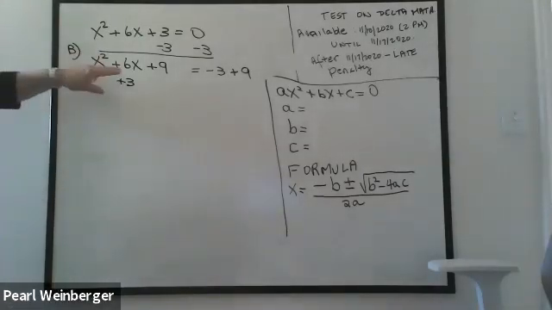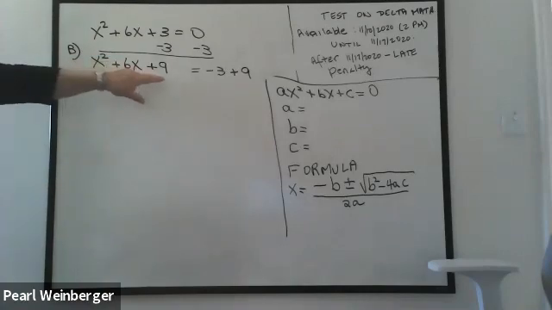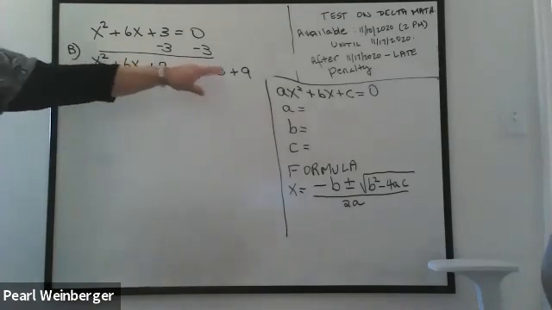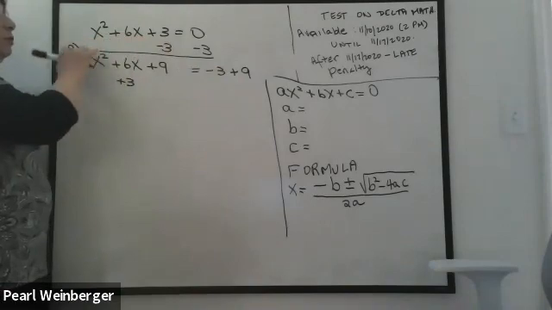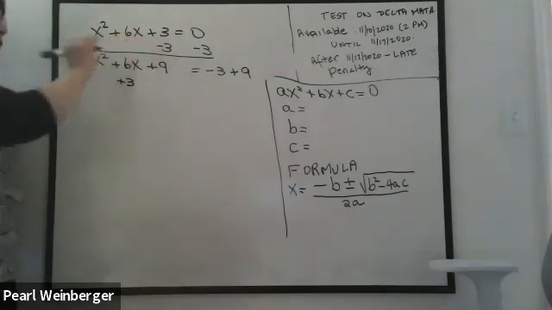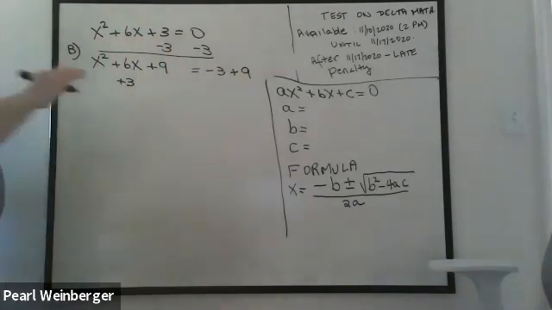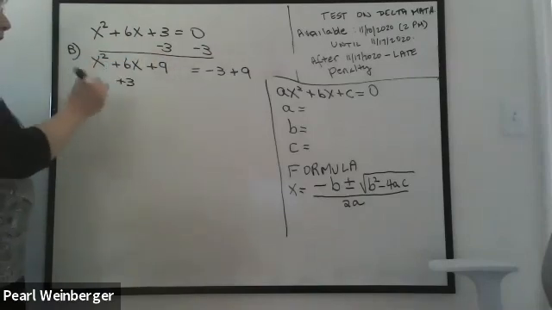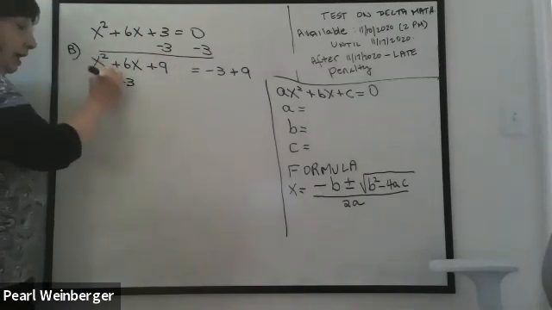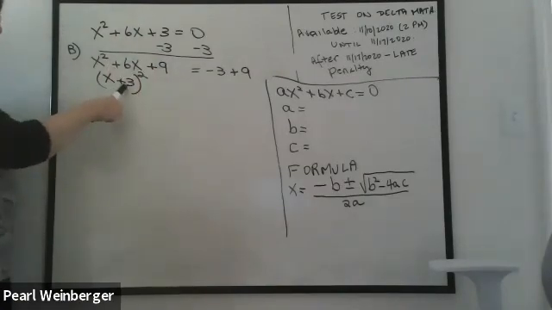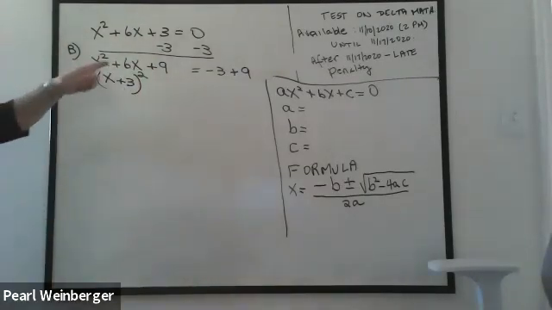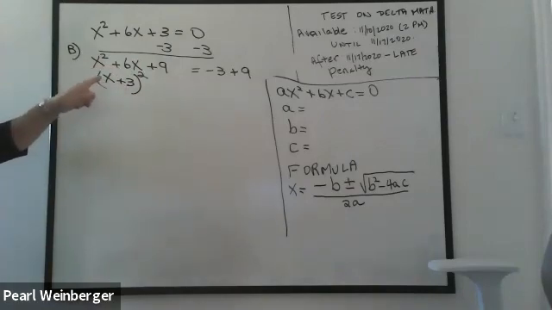Again, remember, half of this number squared is 9. Whatever you add over here, you add over there. Okay, now that makes this into a perfect square trinomial. This is a perfect square, and what it is, is x plus 3 squared. That's why I put down the 3, because the x is always the start of the binomial.